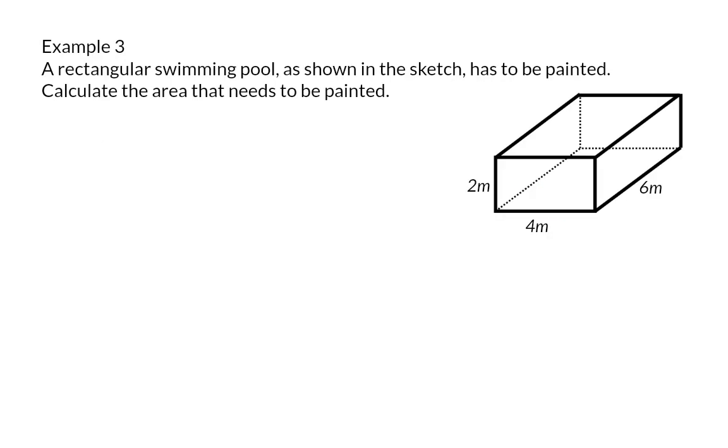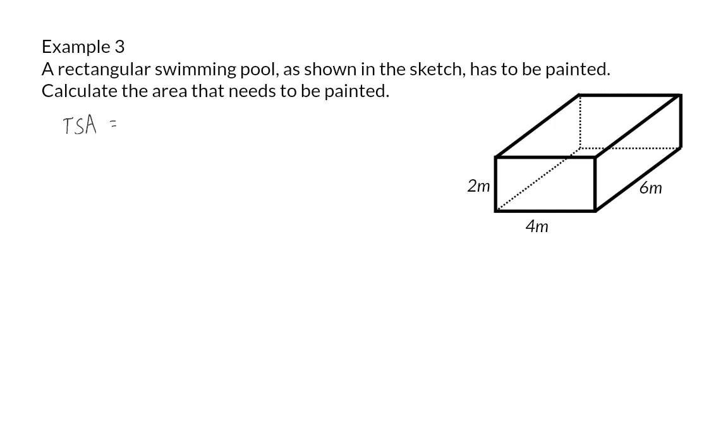Example 3. A rectangular swimming pool, as shown in the sketch, has to be painted. Calculate the area that needs to be painted. In this case, we still need to determine the total surface area. The difference is, however, that there is no top rectangle because the pool is open. Therefore, this area consists of 5 rectangles instead of 6.